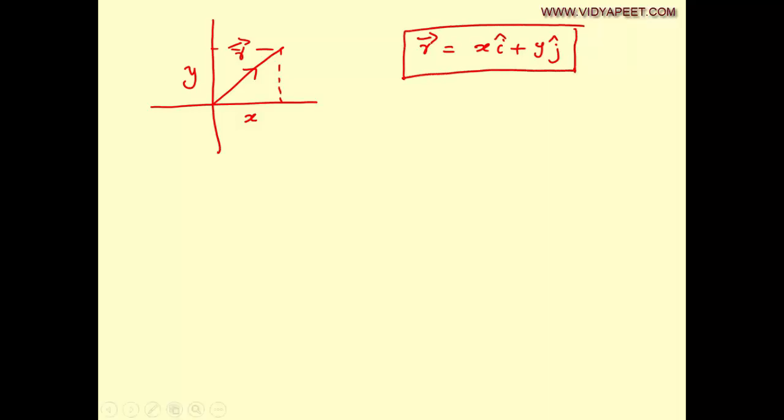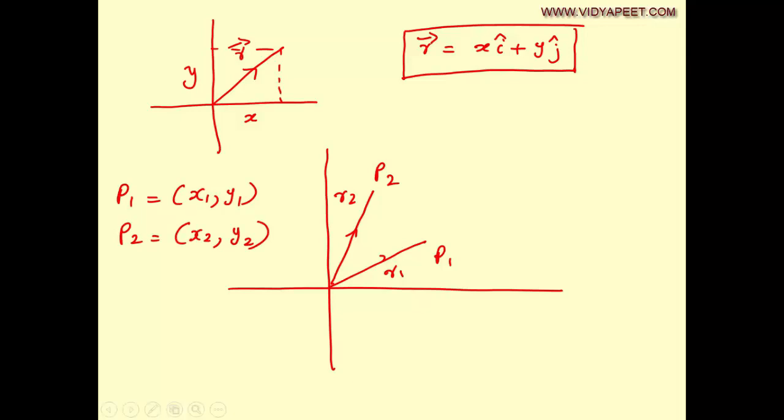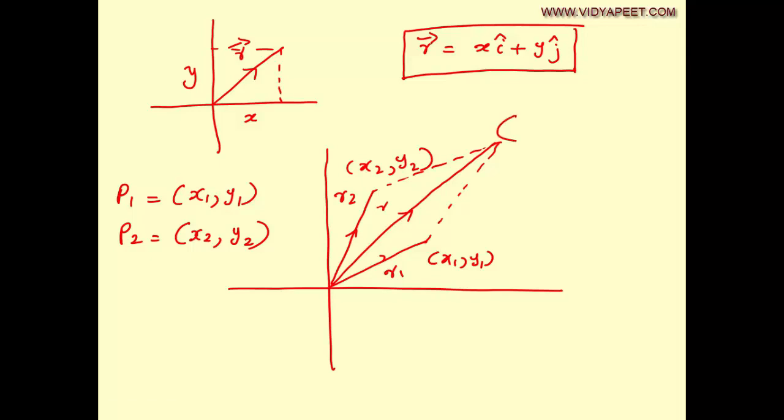So in the notation, the convenience is that, for example, I want to add two vectors. You know addition is just simply adding the ordered pairs. So if you have two vectors r1 and r2, representing points p1 and p2, let us define p1 as x1 comma y1 and p2 equal to x2 comma y2. You already studied that the sum of the vector is nothing but the sum of the ordered pair. The sum is the diagonal of the parallelogram, let us call it as r. This point will be nothing but x1 plus x2 comma y1 plus y2.